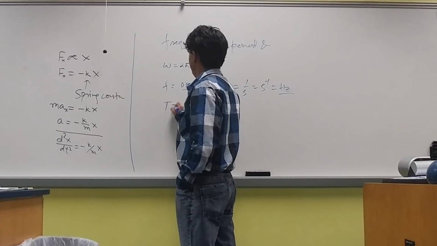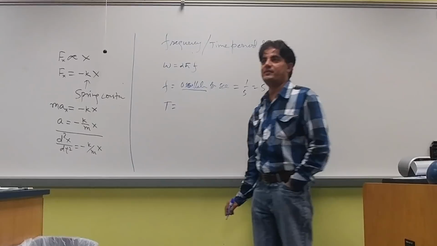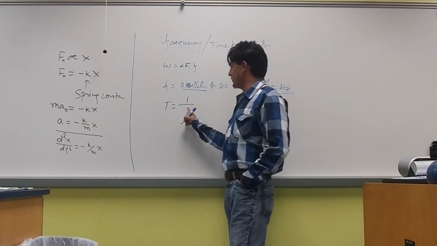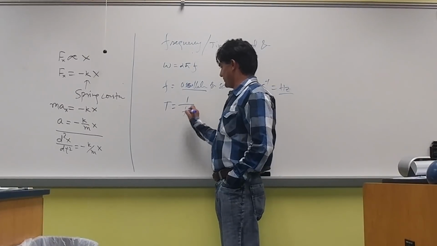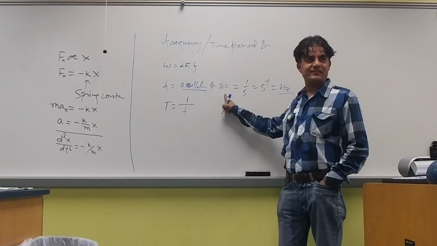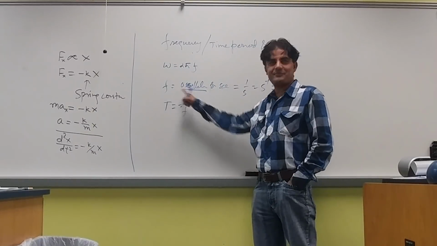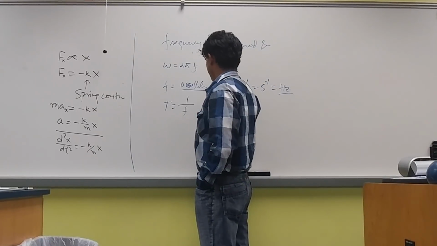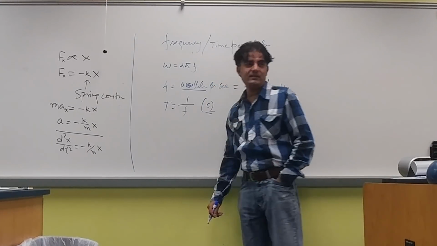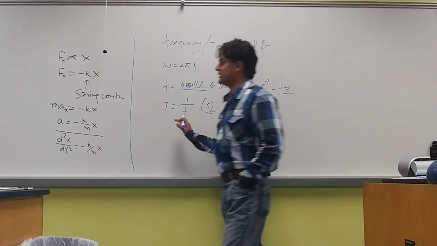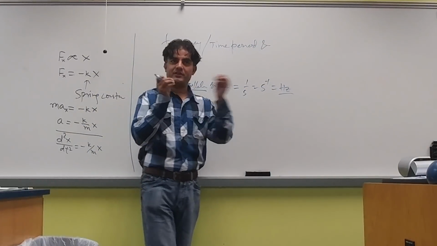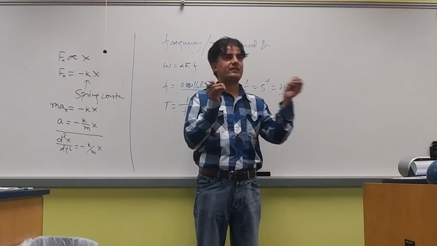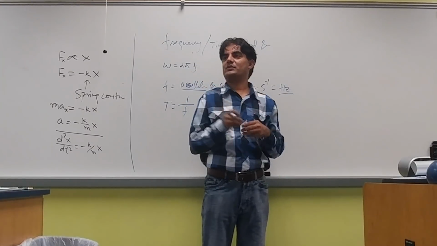And what is the time period? One time period takes one 2 pi round, so it is 1 by f. One over frequency. Because frequency is oscillations per second, to make one oscillation it takes 1 over f seconds. So this is the time period, which is in seconds. By the way, in oscillation, it moves from here to there and comes back to the original position. That's called one time period. That's what we call time period.